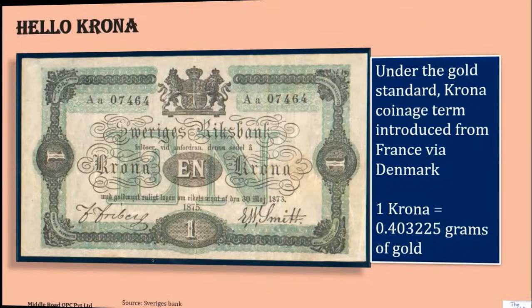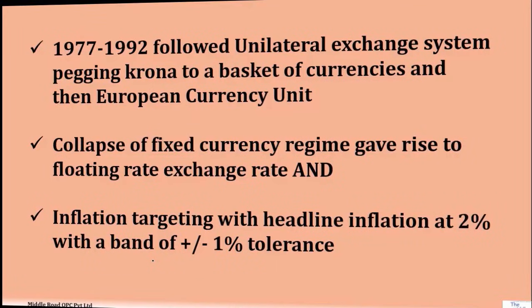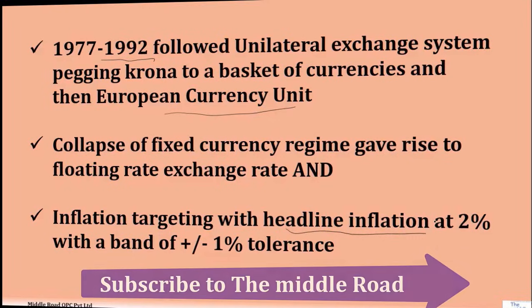About the currency, the krona. So if we follow what they have done, for example, a small history from 1977 to 92, they followed a unilateral exchange system where the krona was pegged to a basket of currencies, which was the European currency unit. This did not last long. Then there was a collapse of the fixed currency, which gave rise to a floating rate for the currency. That is the time when they also came out with inflation targeting, and initially they looked at headline inflation at 2% within a band. Now, which has changed, like I've spoken before, in 2010.